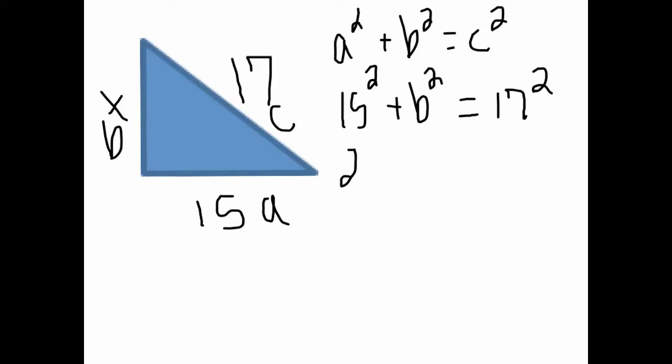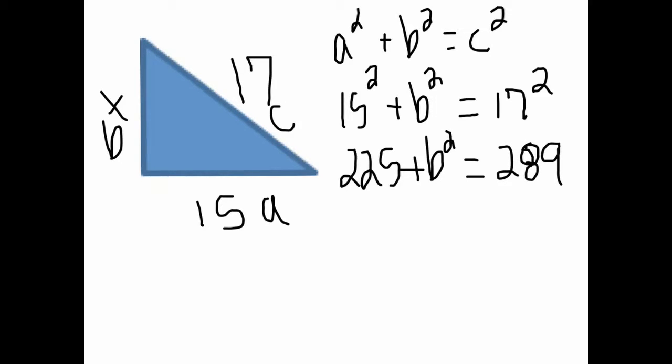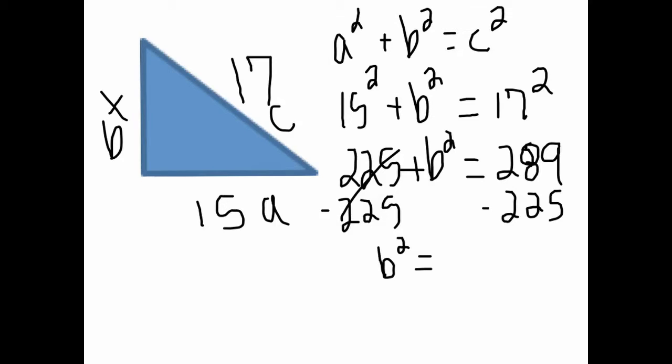15 times 15 is 225. I don't know what b is, so I'm just going to bring that down. 17 squared is 289. Now, this just becomes simple algebra. I want to figure out what b is, so I want to get it by itself. So I need to move everything else to the other side of my equation. So, since 225 is positive, I'm just going to subtract it. This will cancel out. I'm left with b squared equals 289 minus 225 is going to leave you with 64.